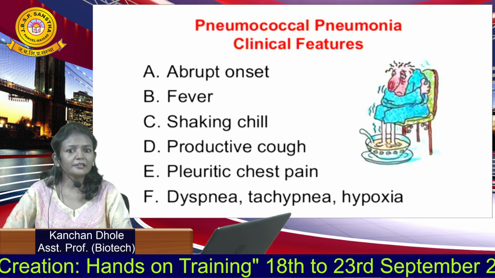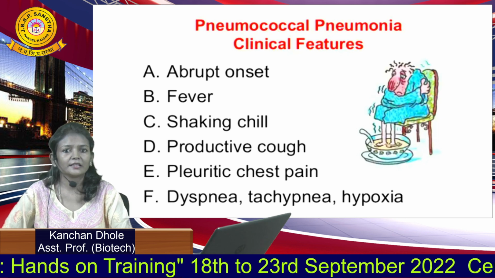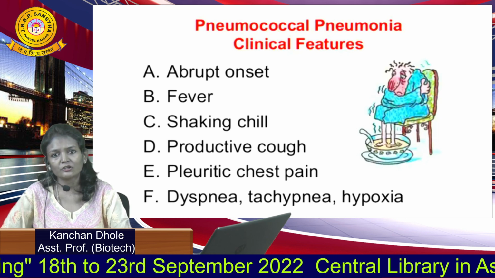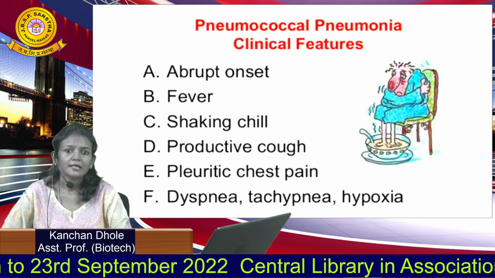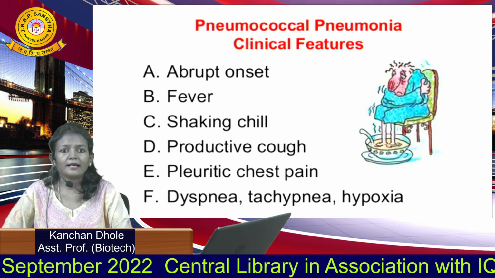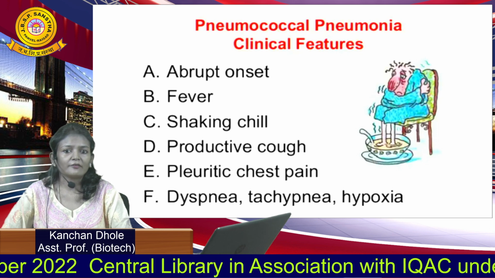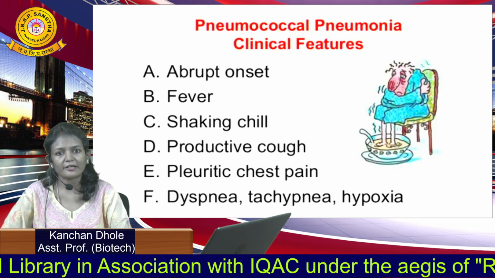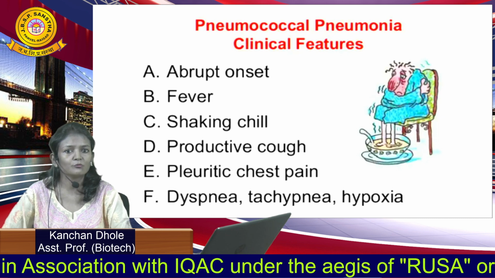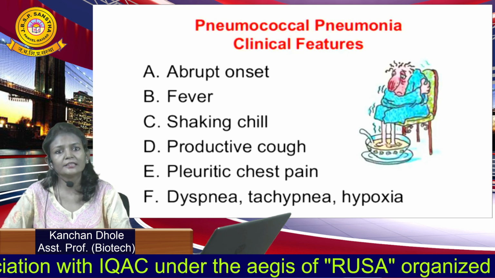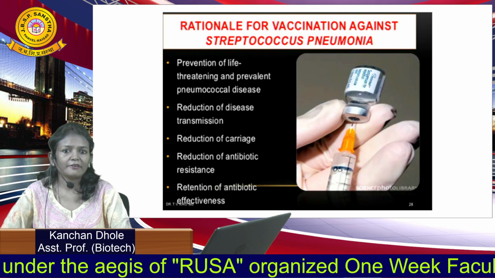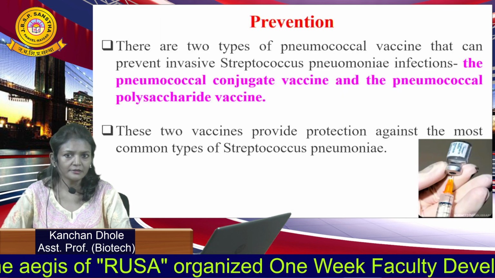Now, the clinical features. Of course, there is an abrupt onset. You will have fever, shaking chills, productive cough, then chest pain and hypoxia. You have dyspnea. All these are the clinical features when you get an infection from Streptococcus pneumoniae. It is also known as pneumococcal pneumonia. Basically, we have vaccines. So how is the treatment?